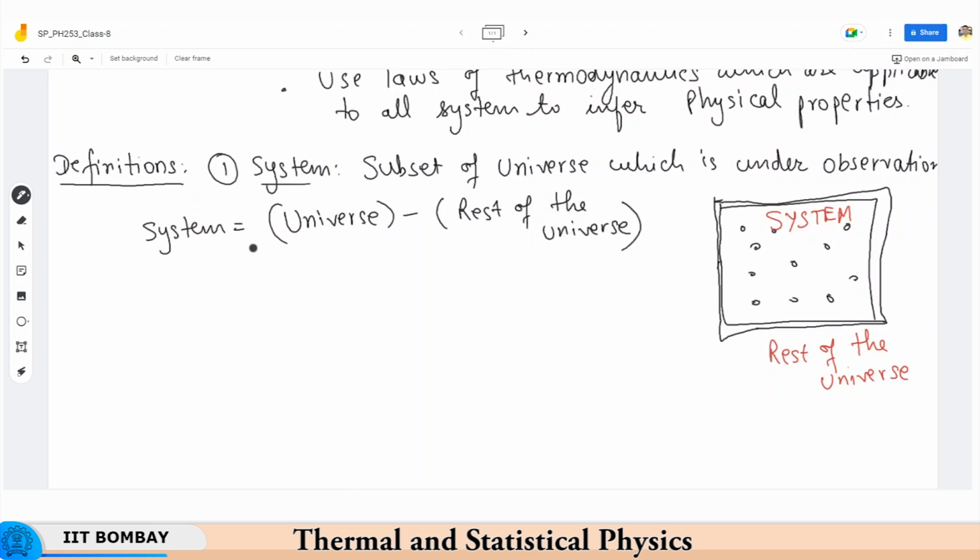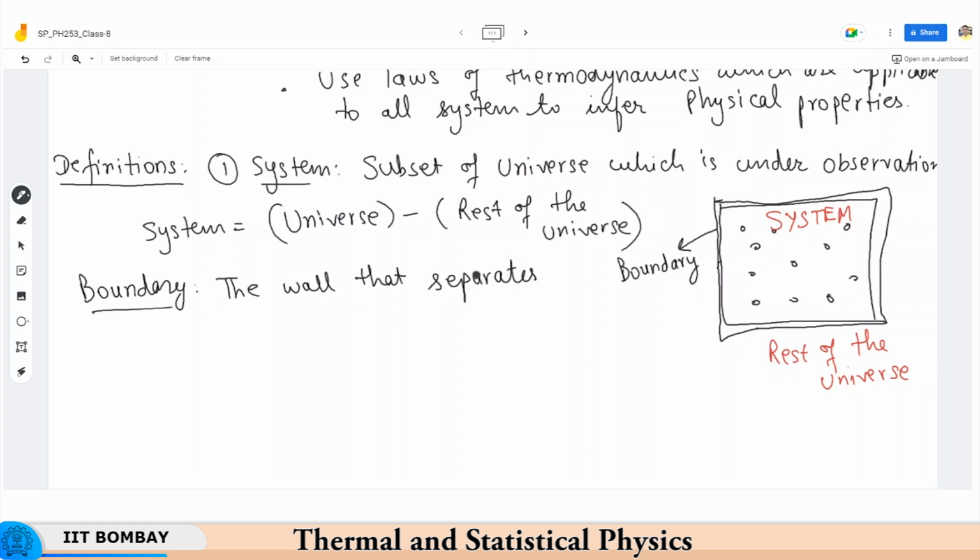So whatever remains is our system, right? And you can see that I have drawn a certain boundary. There is a wall, this line which separates this system from the rest of the universe, and this thing is known as the boundary. So basically, the boundary is the partition or the wall that separates the system from the rest of the universe. Okay, very simple.